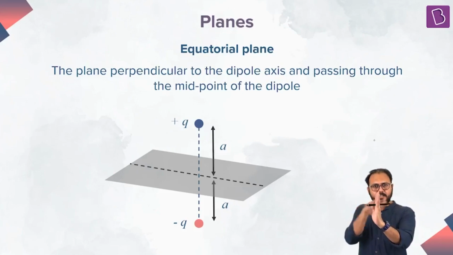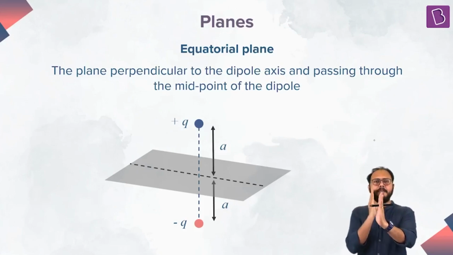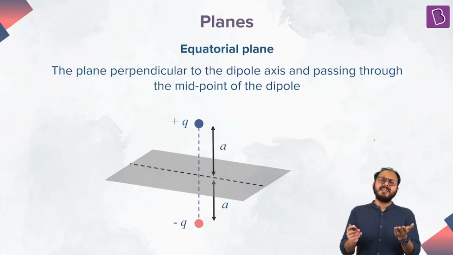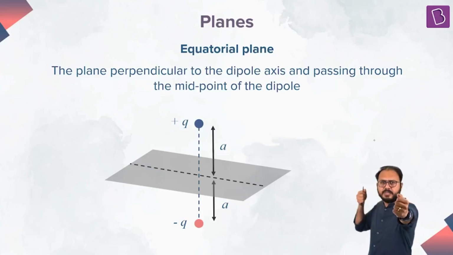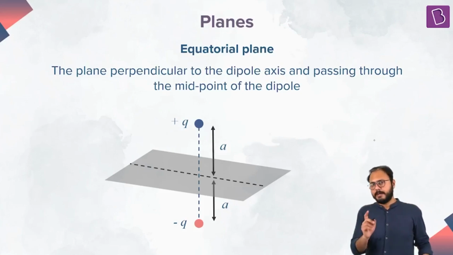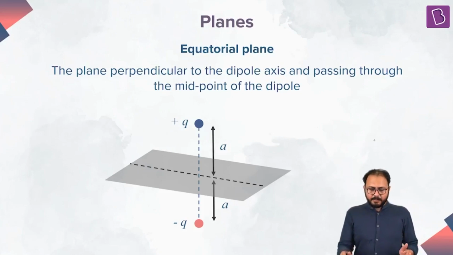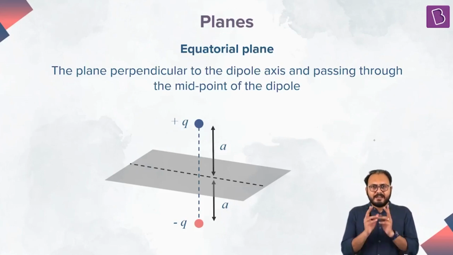If the stylus or the pen in my hand is the dipole, then my palm is the equatorial plane which is slicing it into 2 equal halves. In other words, take the equatorial axis and stretch it on both the sides. That's our equatorial plane. Did you understand that? Perfect. A plane perpendicular to the dipole axis and passing through the midpoint of the dipole. Got it? Shall we go ahead?